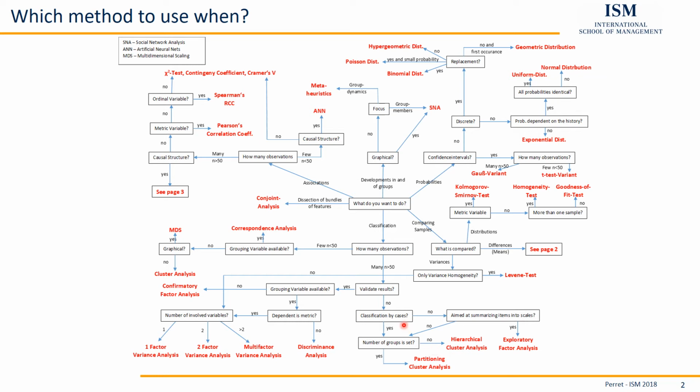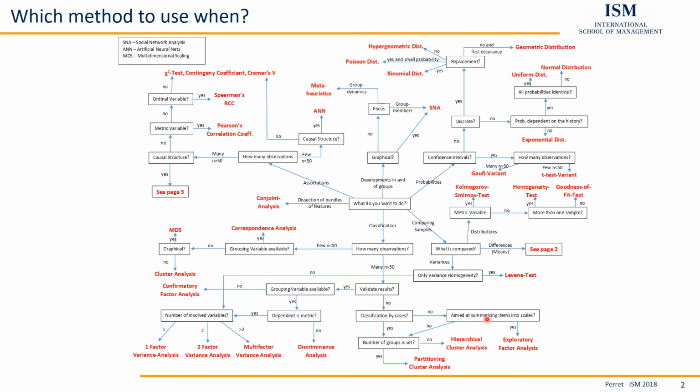If we don't want to classify by cases, by observations, but by variables, then the question is, does this aim more at summarizing items into scales? Then we're again at factor analysis. So that's more or less building constructs. Or do we just want to summarize variables into groups? Then we're more or less back to cluster analysis, and the question is, do we already have a clue about how many clusters to use, or don't we?